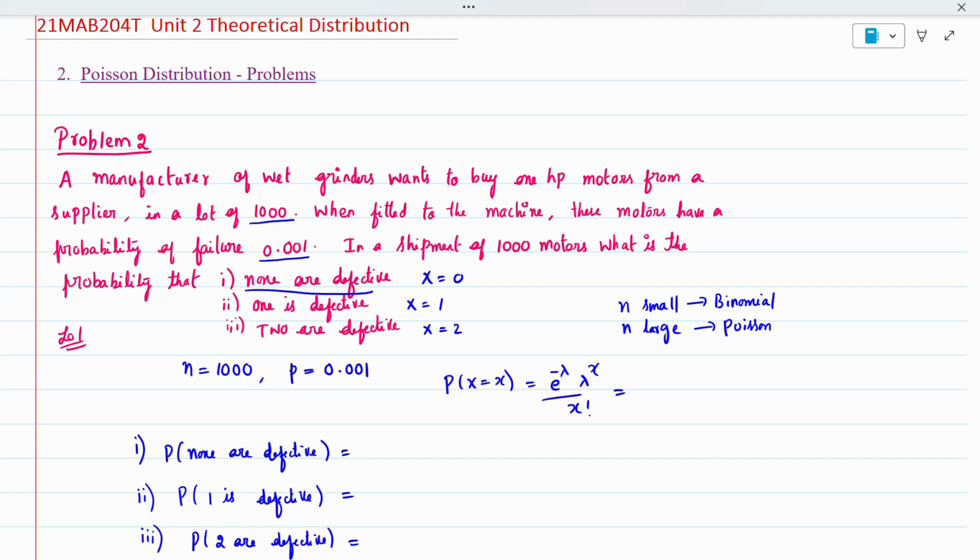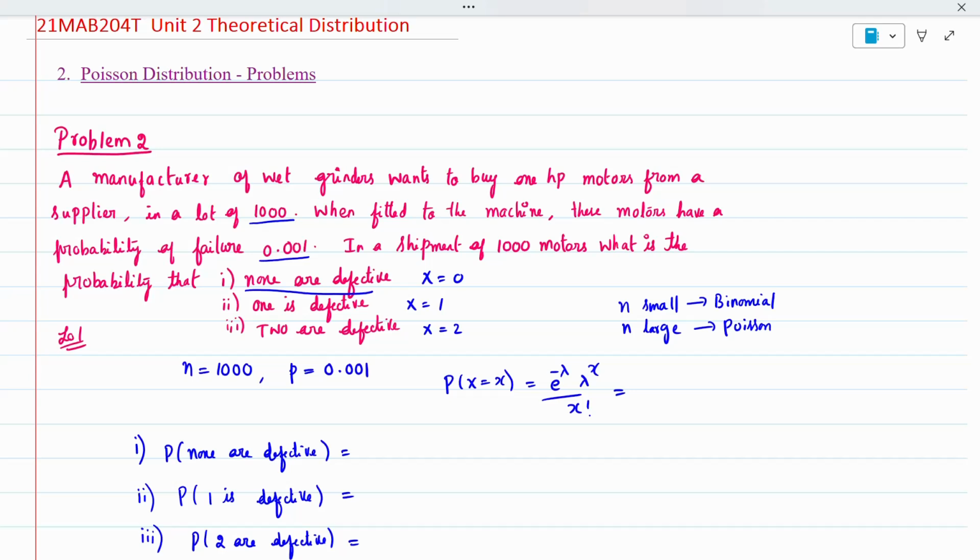Hi all, today's topic is Poisson distribution, problem 2. A manufacturer of a wet grinder wants to buy a 1 HP motor from a supplier in a lot of 1000, and when fitted to a machine, this motor has a probability of failure 0.01. In a shipment of 1000 motors, what is the probability that none are defective, 1 is defective and 2 are defective? None defective means x equal to 0, 1 defective means x equal to 1, and 2 defective means x equal to 2. All the 3 subdivisions we need to calculate.